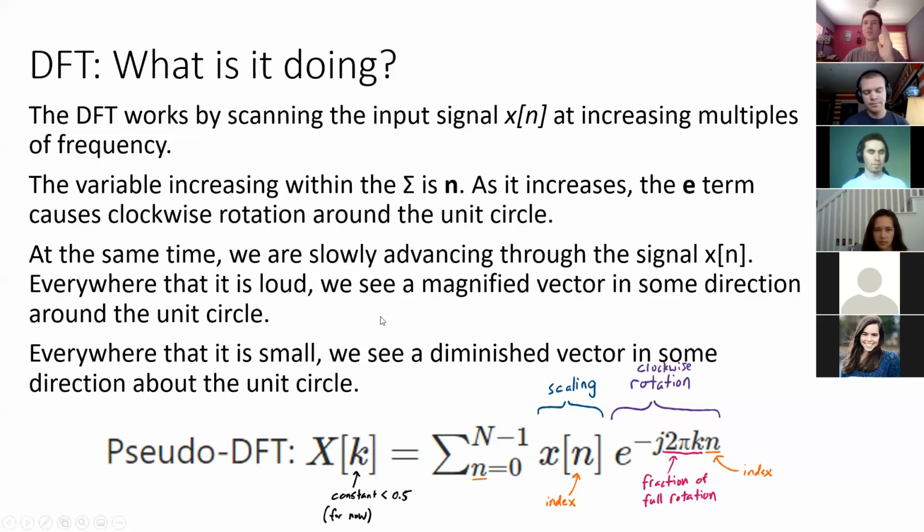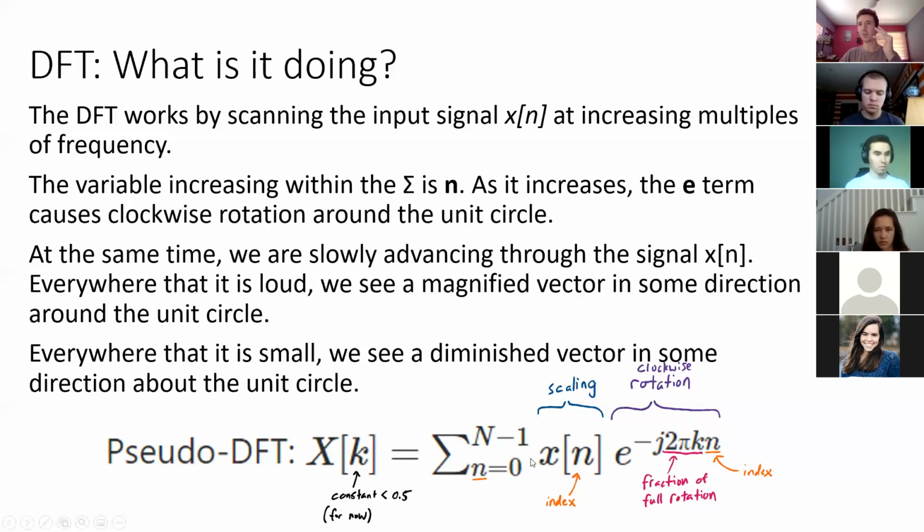At the same time that we're doing this rotation, we're advancing through indices of x[n]. The idea is that everywhere x[n] has some non-zero or bigger value, we're going to see this rotation vector get magnified in whatever direction it's pointing around the unit circle. If x[n] happens to be small at that point, we're going to see a smaller, diminished vector. If it's 0, we're not going to see anything in that direction around the unit circle.